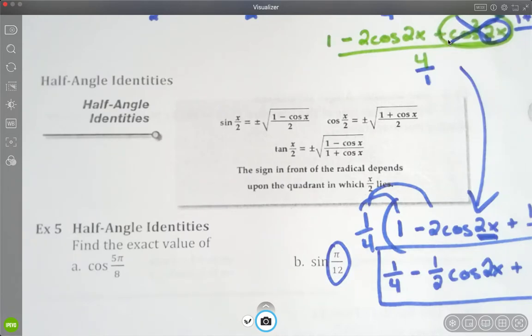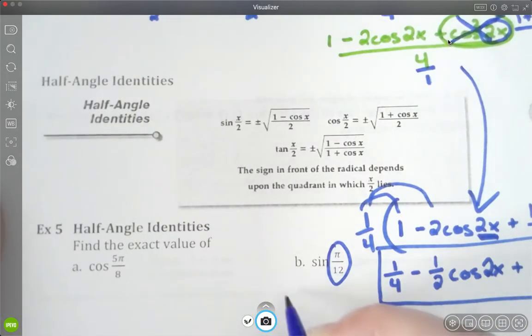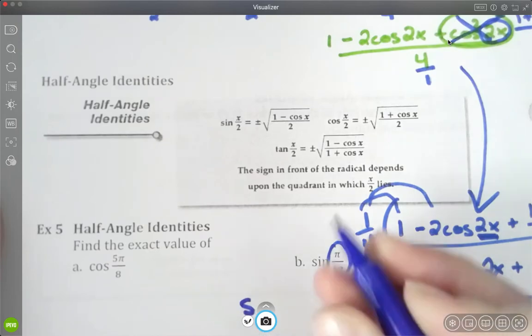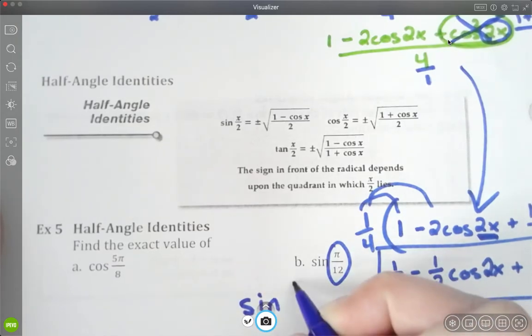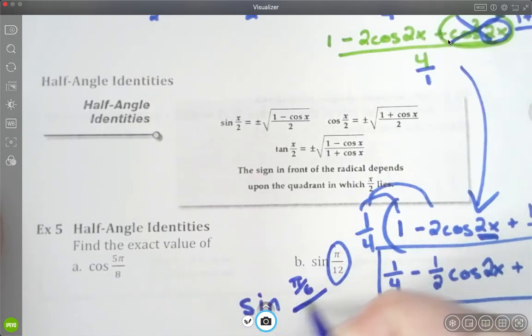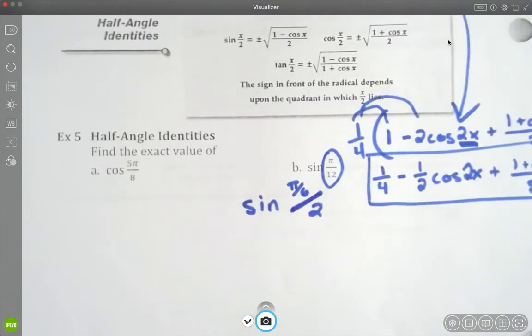What divided by 2 will give you pi over 12? So what I can do is write sine of pi over 12 as sine of pi over 6 divided by 2. Does that make sense? Pi over 6 divided by 2 is the same thing as pi over 12. Do you have a pi over 6 on your unit circle? You betcha. So this is why this half angle identity is important, because I have those things on my unit circle. Pi over 6 divided by 2 is pi over 12.